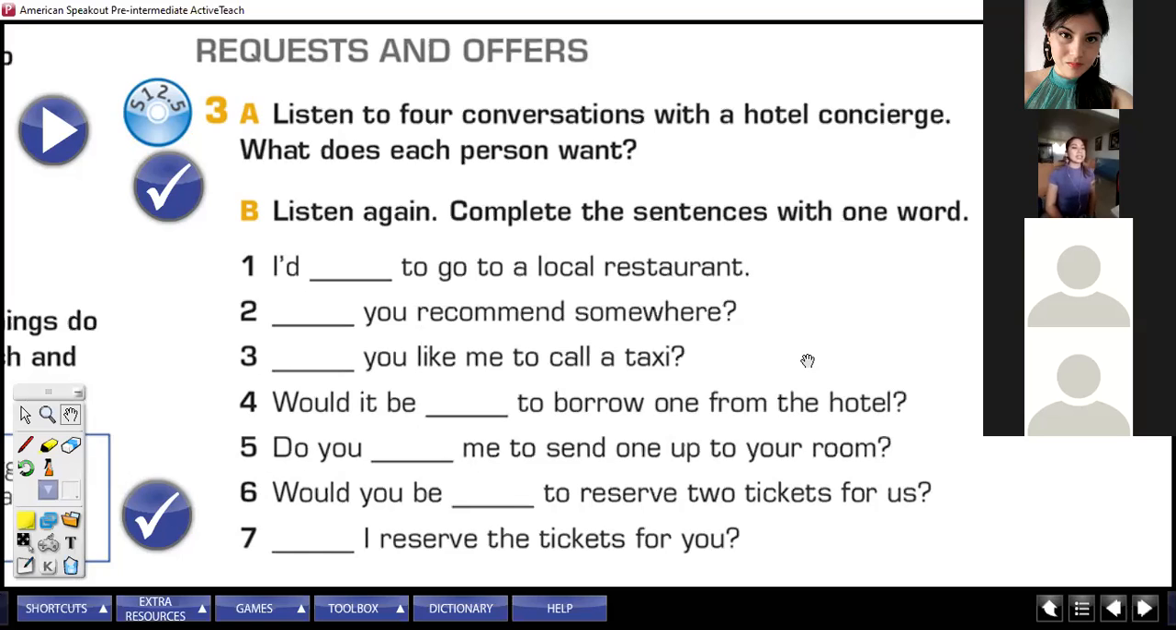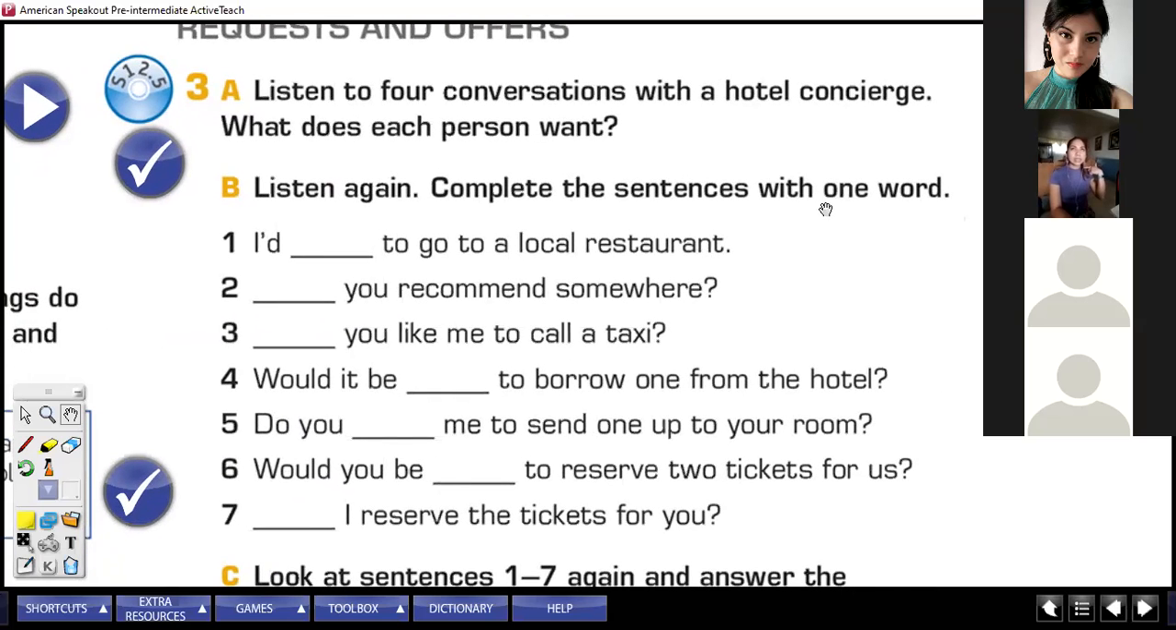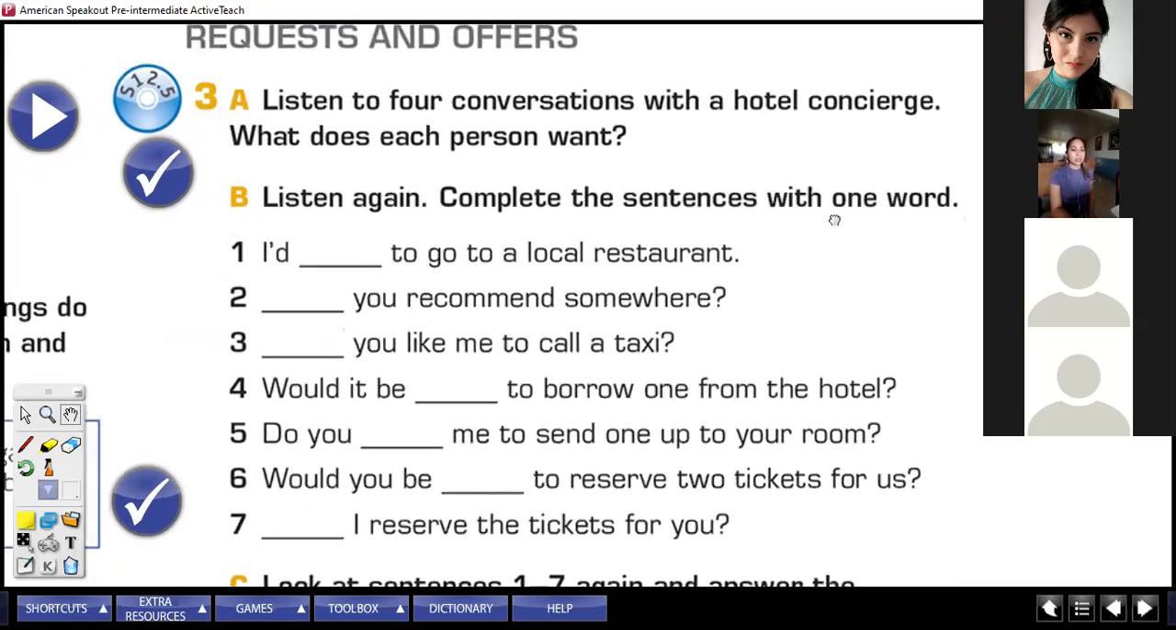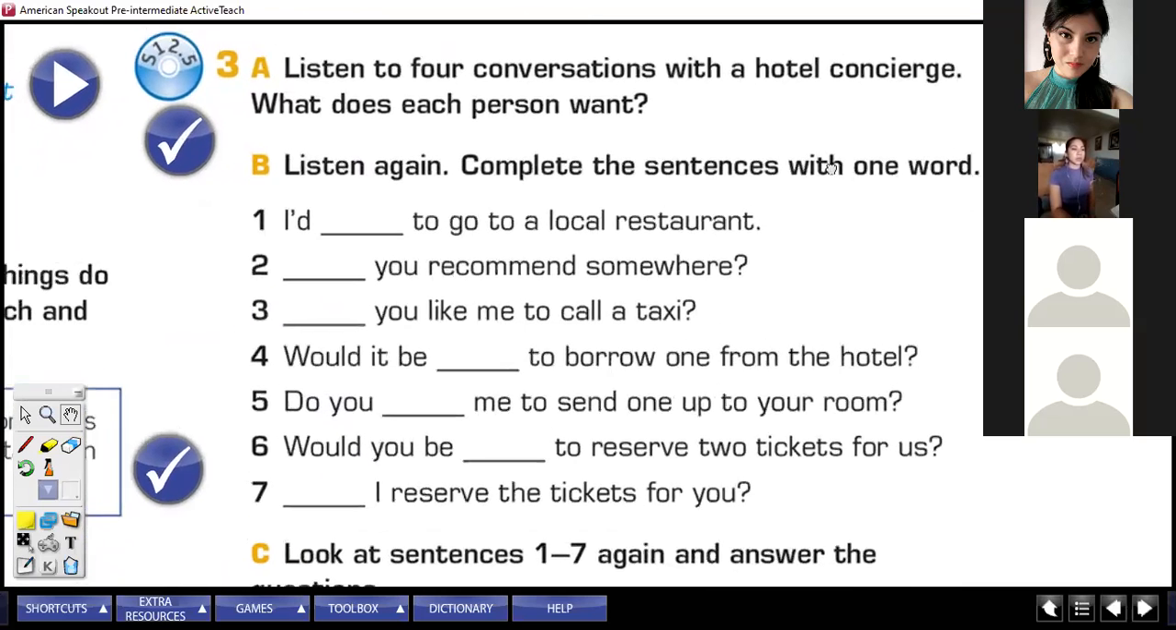Okay, let's listen to four conversations, and we need to listen to the requirements. What does each person want? Complete the sentences with one word.